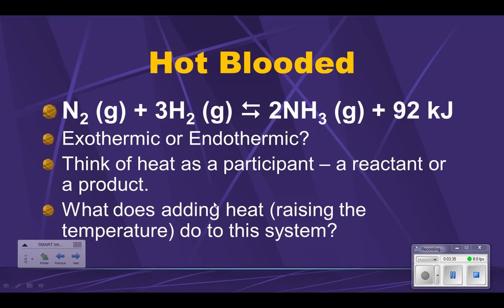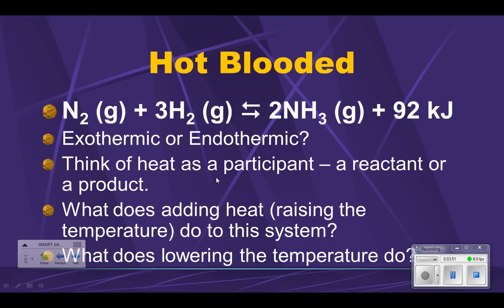So what does adding heat do? That's the same as raising the temperature of this system. If this goes up, the system then shifts to get rid of it. The system would shift back over here to the left to get rid of it, and that would be bad. So if we lower the temperature, then this heat goes down, and the system will move over here to the right to make this go down.